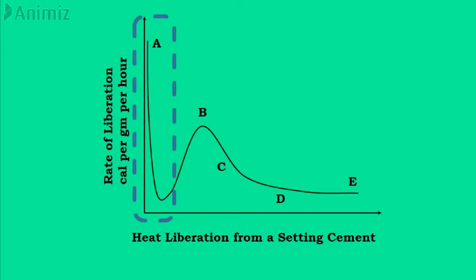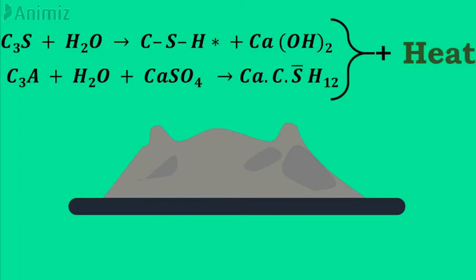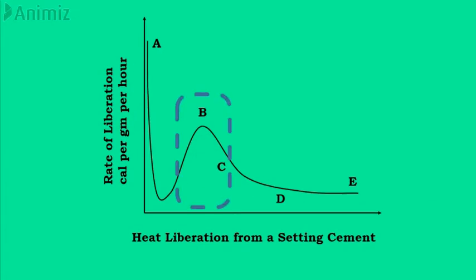After a while, the initial heat evolution ceases quickly when the solubility of aluminate is depressed by gypsum, which is represented by the descending peak A. The next heat evolution is due to the formation of ettringite and also due to the reaction of C3S, which is represented by the ascending peak B.